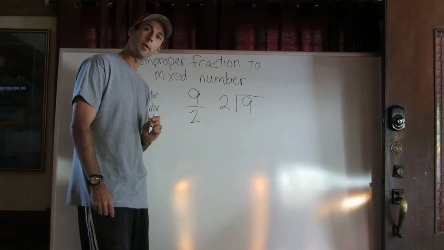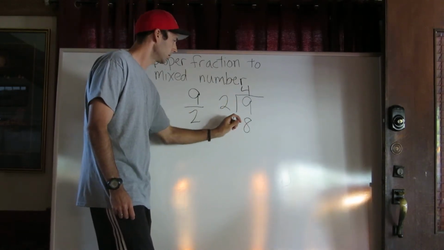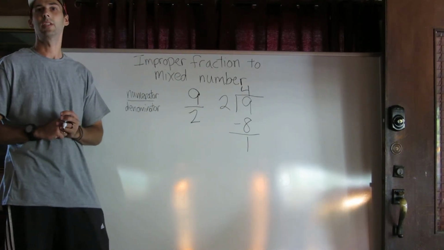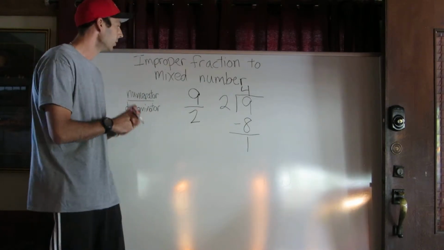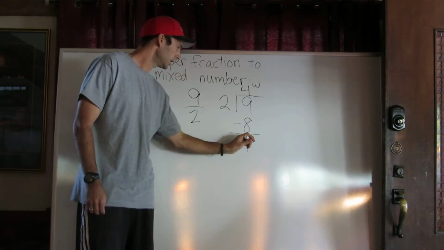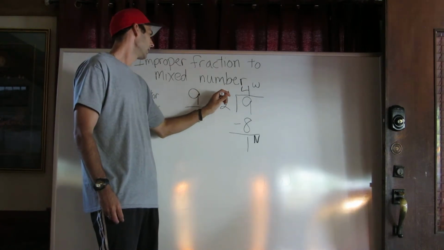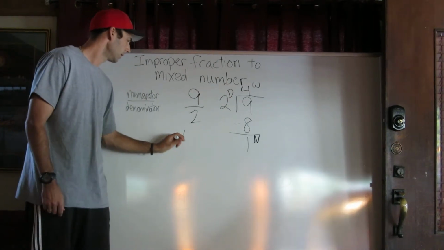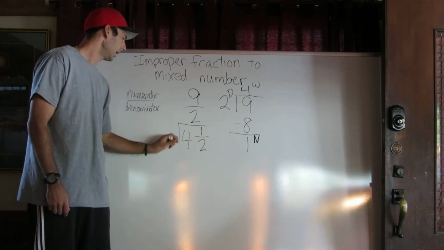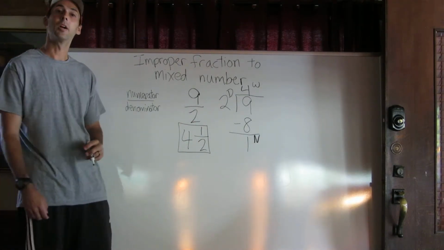2 goes into 9 how many times? 4 times. 4 times 2 is 8. Subtract. 9 minus 8 is 1. We're now done. We have everything we need to change an improper fraction to a mixed number. Our 4 is our whole number. Our remainder of 1 is our numerator. And our 2, the number we were dividing by, is our denominator. So, when we rewrite it, 4 is our whole number, 1 is our numerator, and 2 is our denominator. 9 halves, or 9 over 2, is the same as 4 and 1 half. There you go. Simple enough, right?